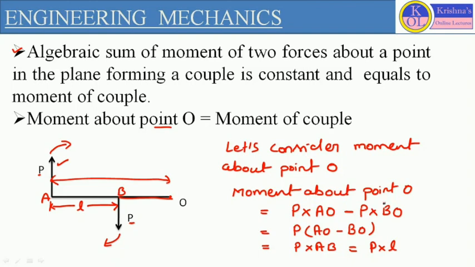So here the moment about point O will be P into AO minus P into BO. If we simplify this, it will be P into (AO minus BO), and this AO minus BO represents this particular distance AB, which is represented as L. So P into AB equals P into L. This P into L represents the moment of this particular couple. So we can see the moment about point O is equivalent to the moment of the couple. So this is the first property.